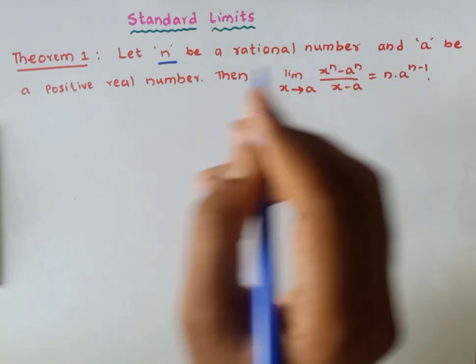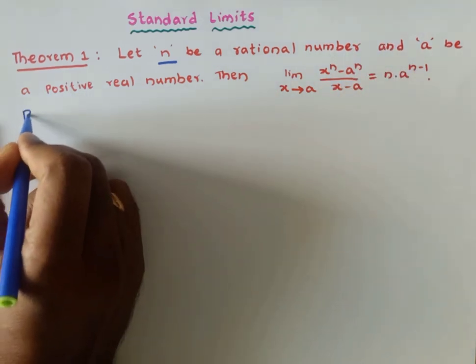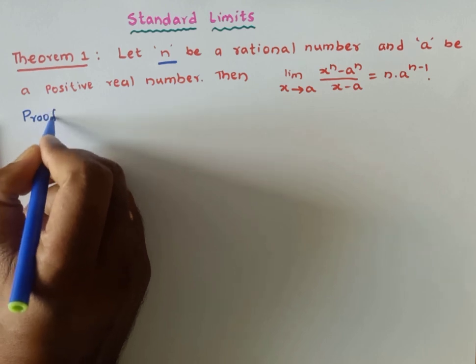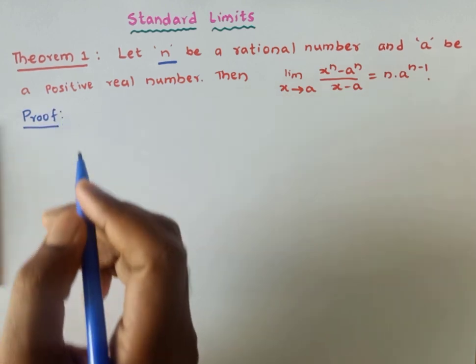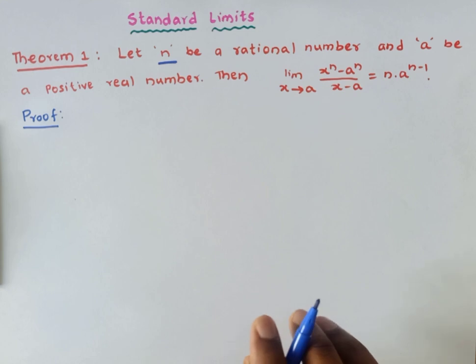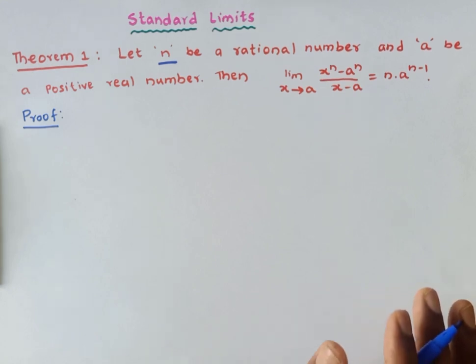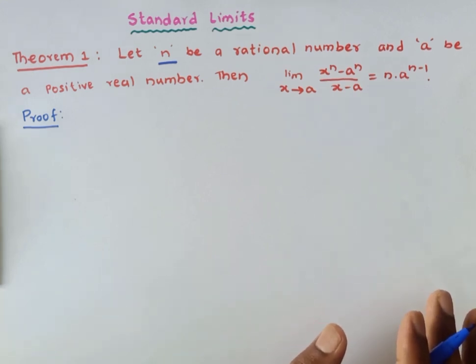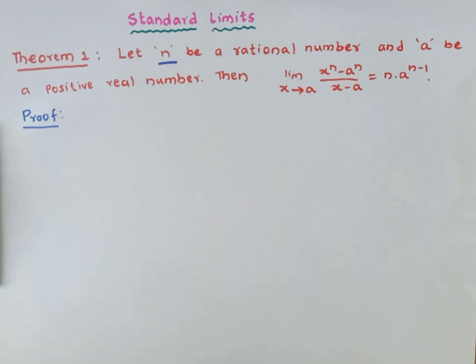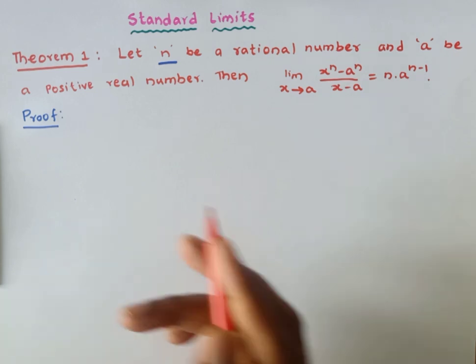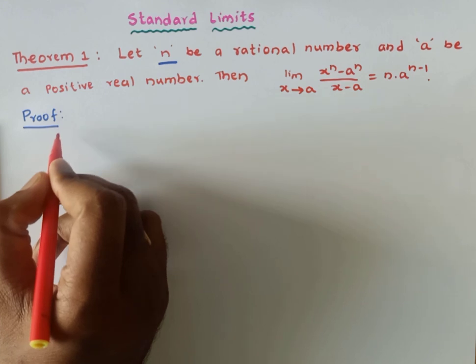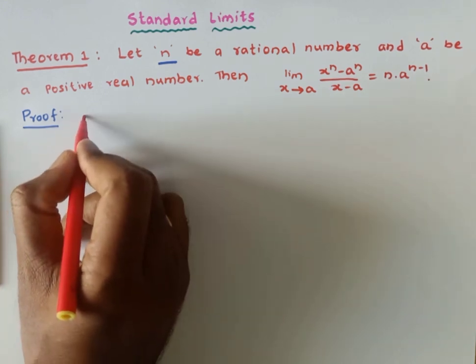First, we will see the proof of this theorem in each case: the value of n is 0, the value of n is a positive integer, and n is a negative integer. Finally, we will conclude with n as a rational number. So let us consider the first case. Case 1.